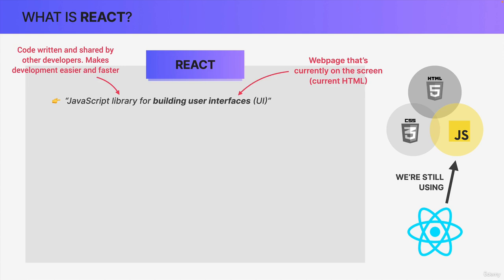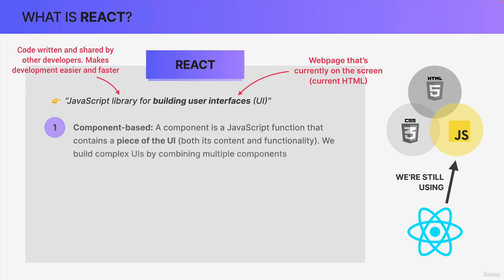Now, the React library has three main characteristics that make it quite easy to develop complex applications using React. First, it's based on components. Second, it's declarative. And third, it's driven by state. So let's take a look at them one by one.